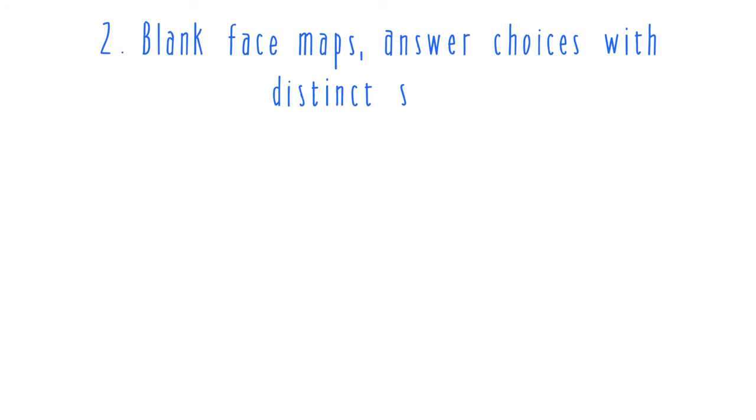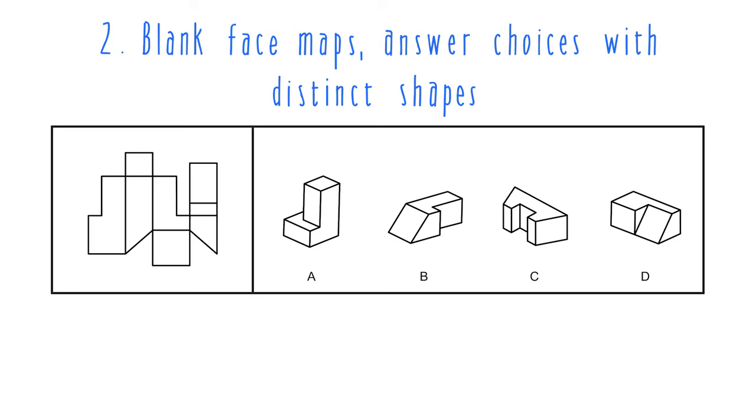The next type of problem also includes a map with blank faces, but where the answer choices all have very distinct different shapes. For these ones, you still want to make sure and account for the faces that are actually on the map. And it still can be helpful to look at the most distinct faces first.